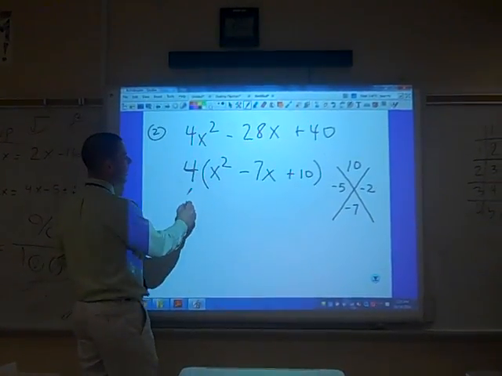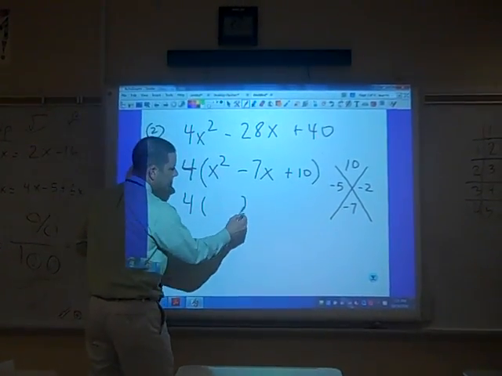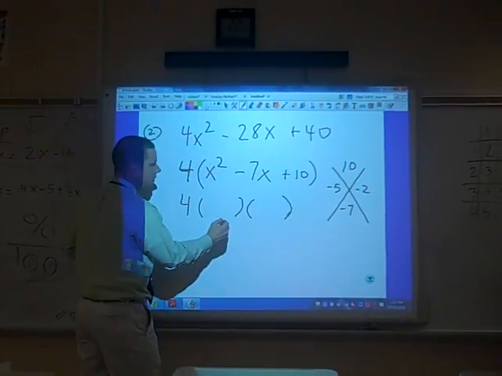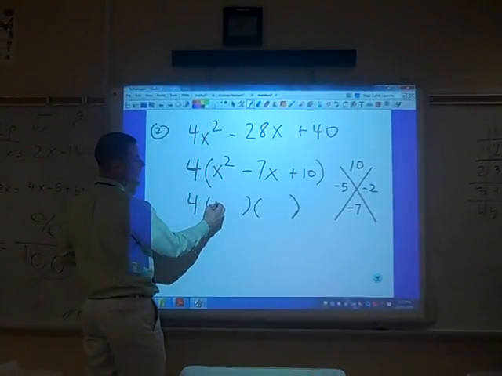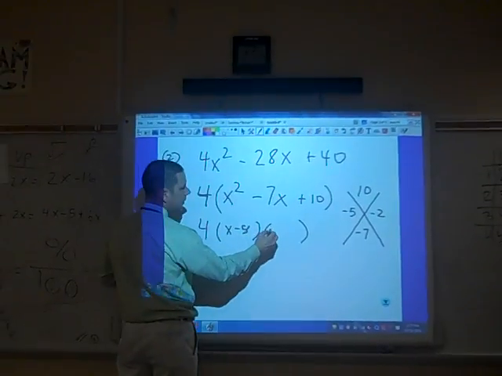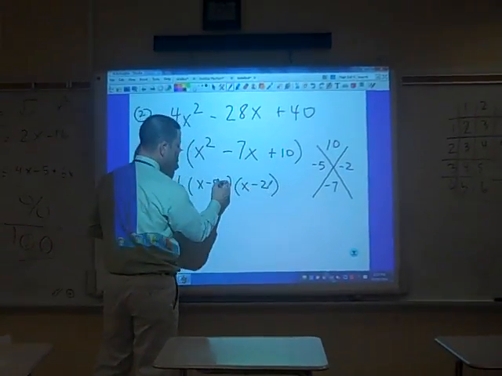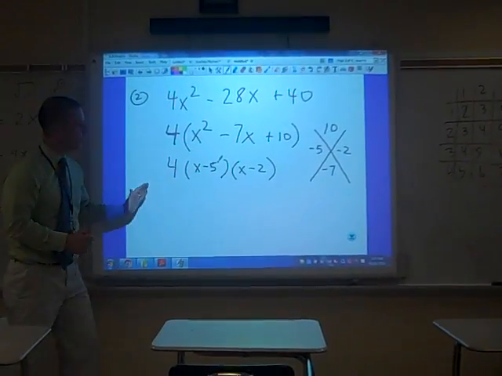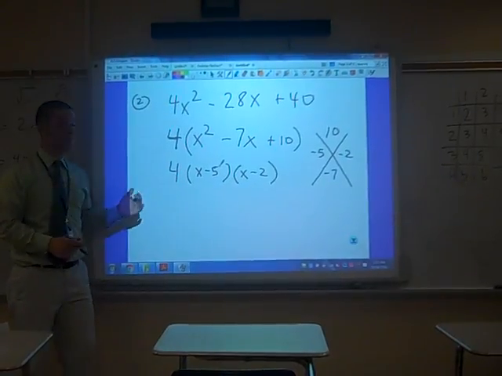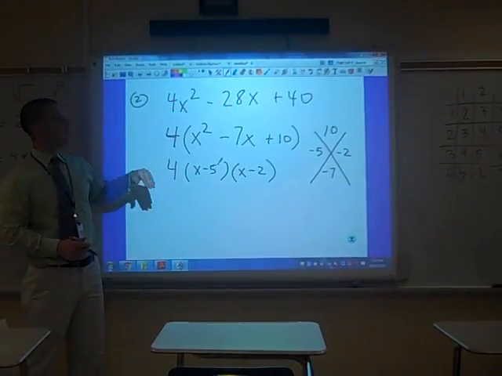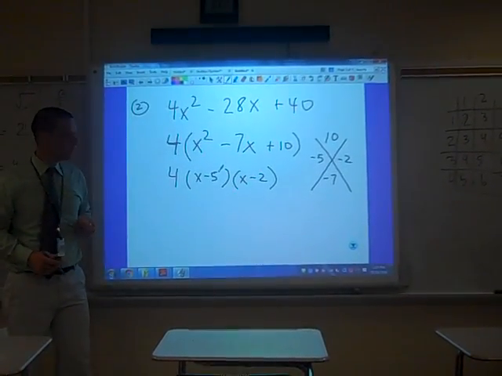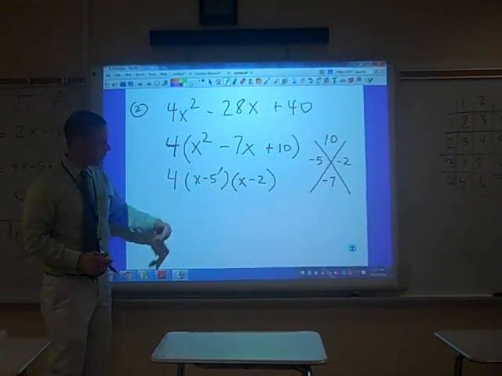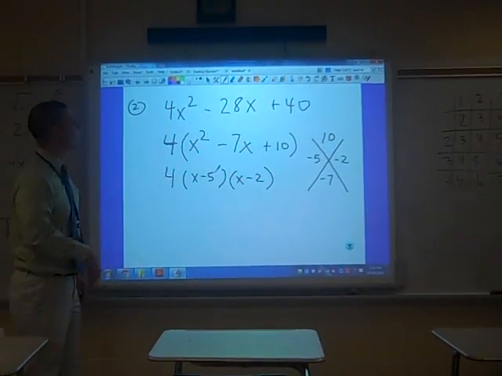So we know our complete factorization would be 4 times x minus 5 times x minus 2. Make sure you slide that 4 down to your final step because 4 is one of the factors of this original expression. Nothing else we could factor any further, so we're done here.